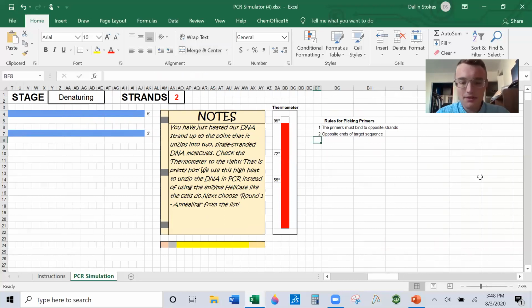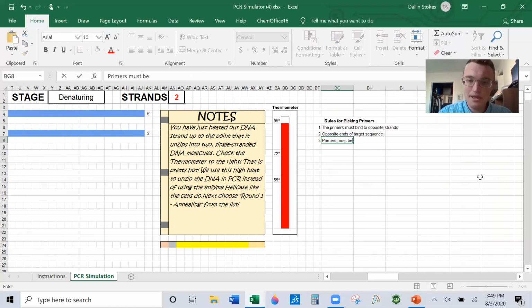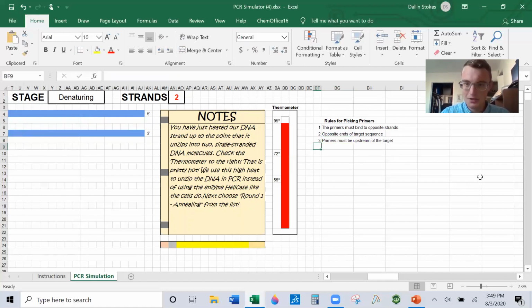Okay. Rule number 3, the primers must be upstream of the target. Another way of putting that is when I build 5' to 3', because eventually we will build 5' to 3', and I'll get to that. If they're not upstream, if building 5' to 3', the polymerase enzyme doesn't read the sequence of interest and copy it, we missed the mark.